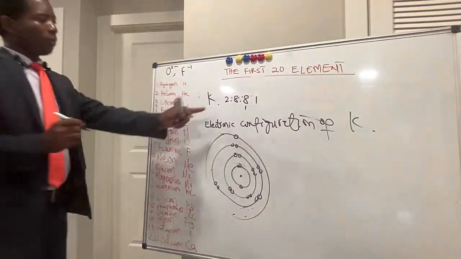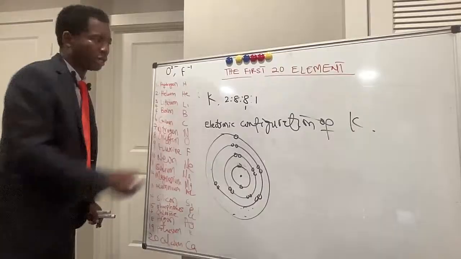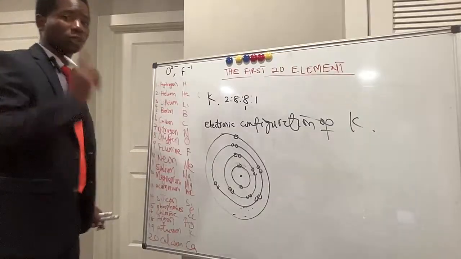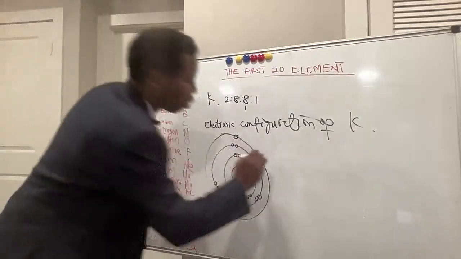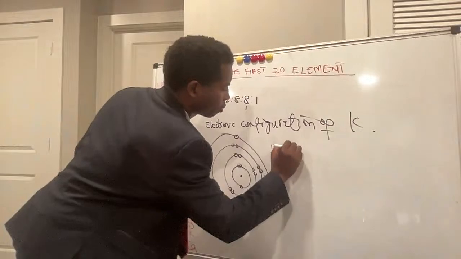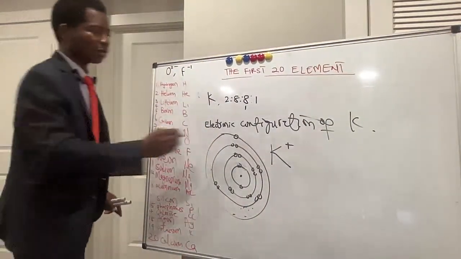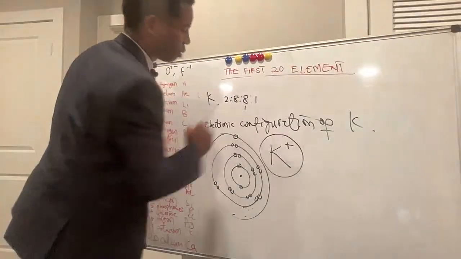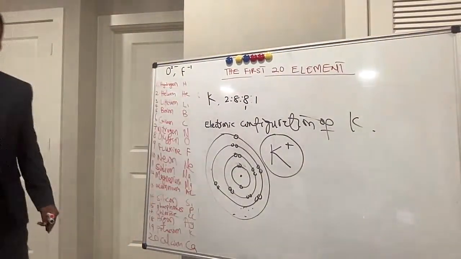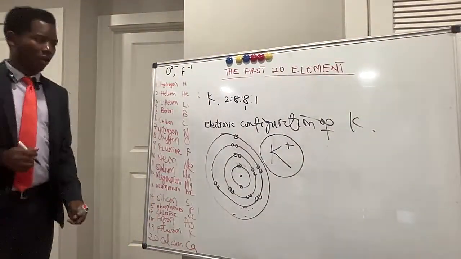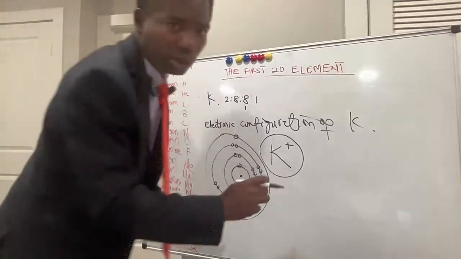So now, potassium is going to do away with this 1 electron. So potassium will now be positively charged. That's why we have the potassium ion. Let's quickly look at chlorine.